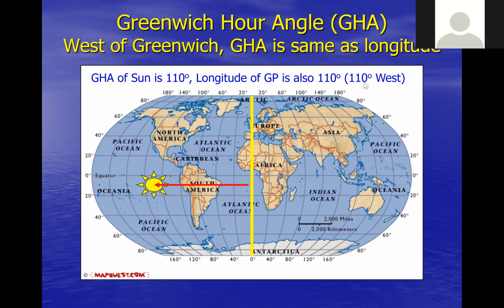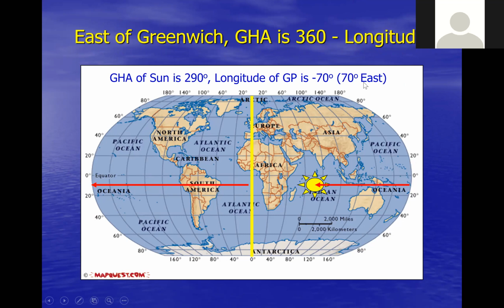Okay, so if you need to convert back and forth, a good way to think of it is if you're in the Eastern Hemisphere, then GHA is just going to be 360 minus your longitude.